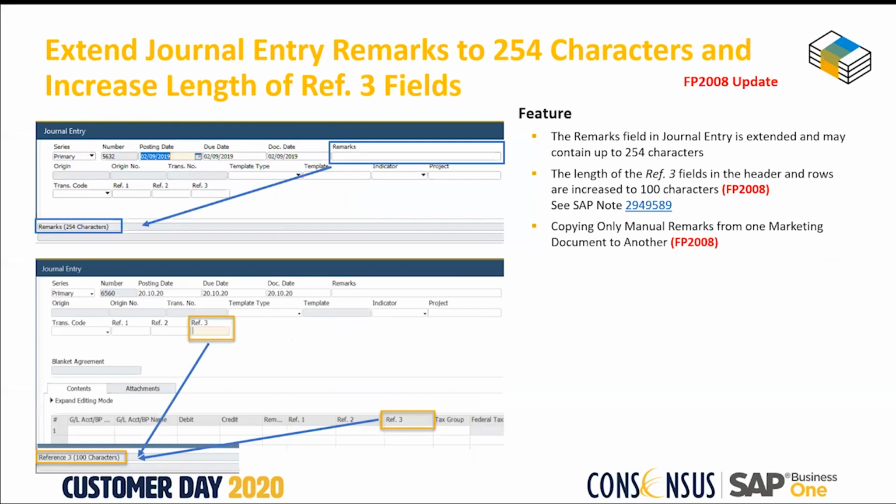Extension of some fields like the journal remarks in a journal entry, as well as reference 3. So the journal remarks is now 254 and reference 3 is now 100. There's also a nice little change that you can decide if you want to only copy manual remarks from one document to another. If you remember, when I copy a quote to an order, the remarks are going to show based on quote 1, 2, 3. Now I can control it and get rid of it and only copy remarks that I put in.